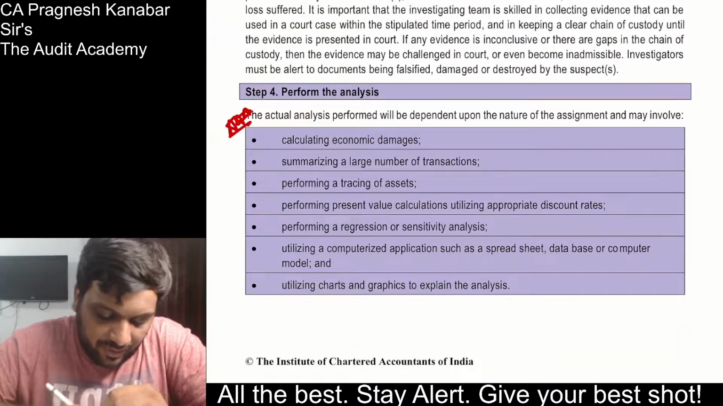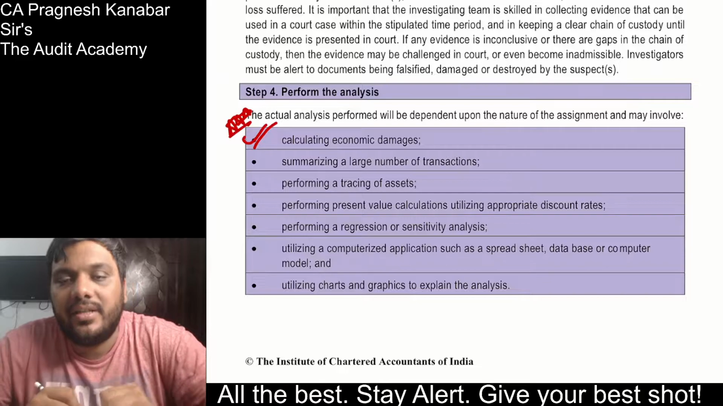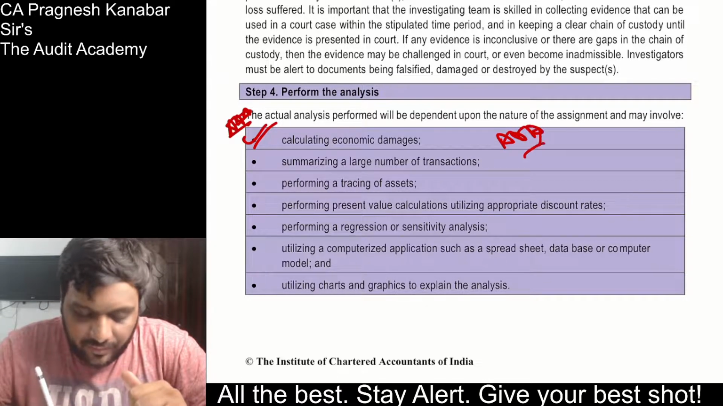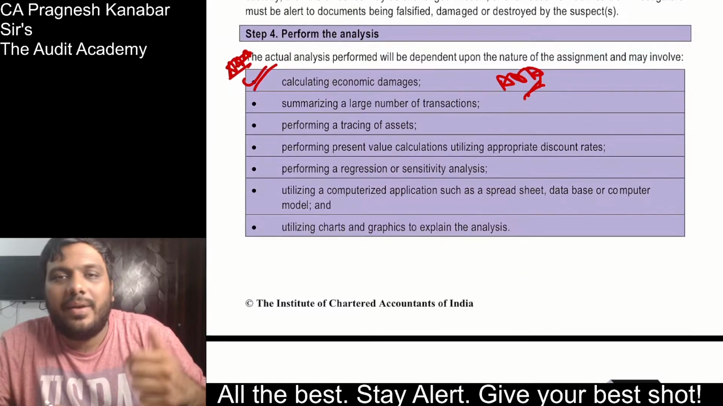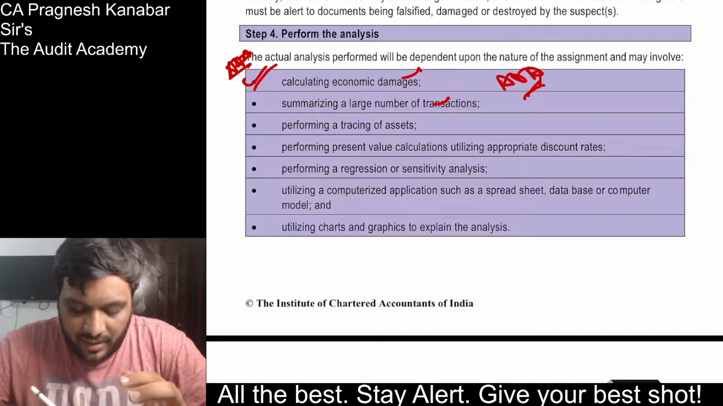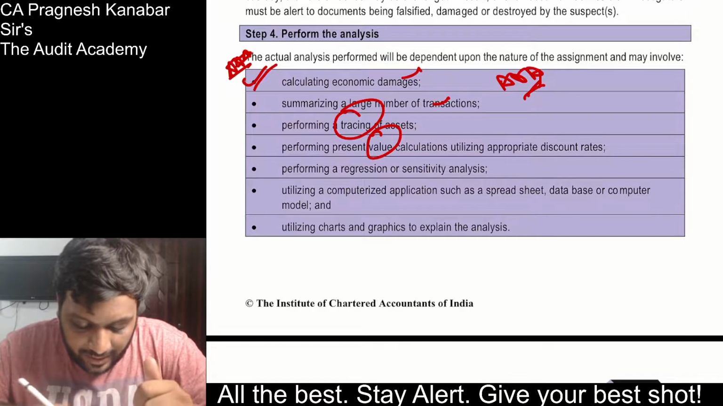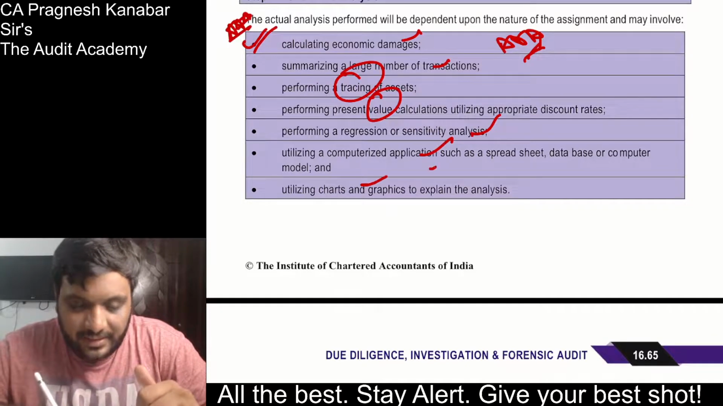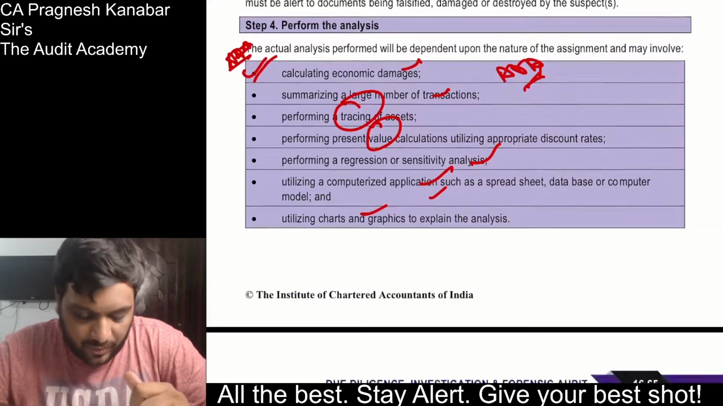I would prefer that you read this analysis of evidence, when a forensic auditor gets the evidence and after that does the analysis. This particular stage you should read once, because it can be asked as a separate examination question. How analysis can be done: calculating the damages, summarizing a large number of transactions, then tracing things. All right, then doing the value calculations, doing analysis using computerized applications, using charts and graphics to explain the analysis. So please ensure that you read this point once.